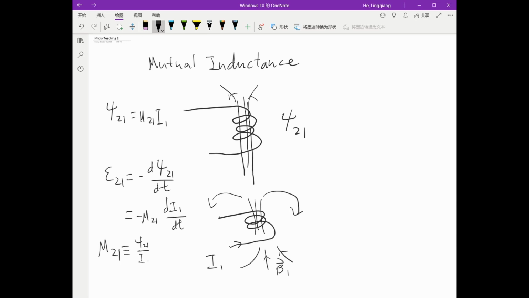Now define the mutual inductance as M21 equals φ21 over I1. This is our first definition. And our second definition is M21 equals minus EMF 2-1 over the rate of change in current, I1 dot.